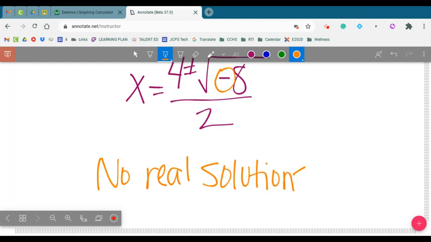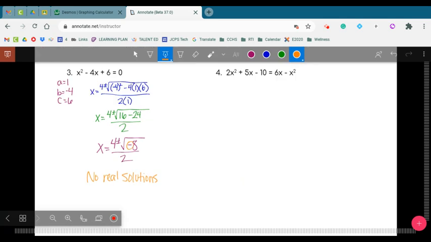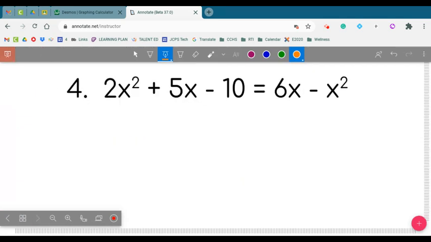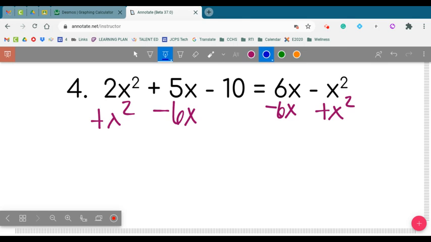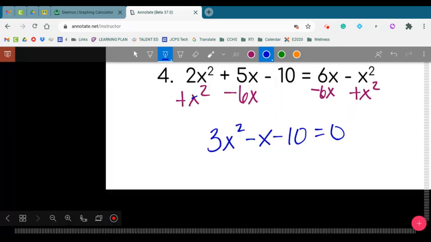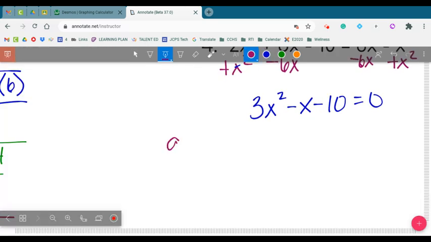Okay, hopefully the next one simplifies better. Okay, this one we got to move the 6x. We got to add the x squared. So we get 3x squared minus x minus 10 equals 0. My a is 3, b is negative 1, c is negative 10.